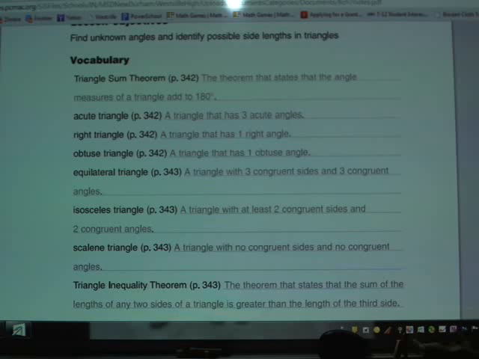This is a video presentation of Chapter 7, Section 3 in the 8th grade Holt textbook entitled Triangles. Our objective here today is to find unknown angles and identify possible side lengths in triangles. So what we start off with there is the definition of the triangle sum theorem.